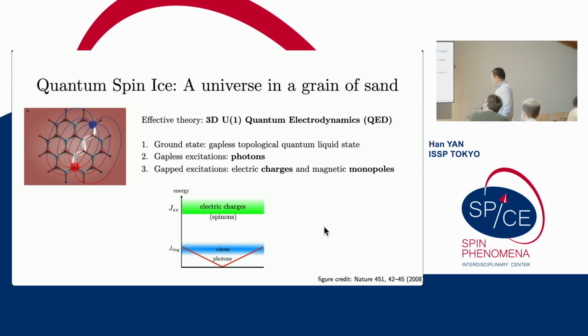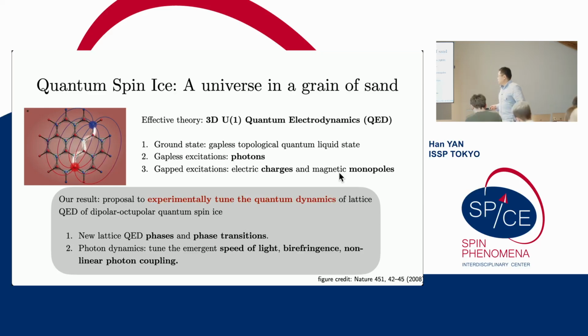And so this brings out the topic model today, which is quantum spin ice. I'll explain this in detail, but the main message is really that it is 3D U(1) quantum electrodynamics. In particular, it has everything that is in QED, including these gapless photons, and also these gapped excitations as electric charges and magnetic monopoles. So in some sense, this is like the universe with the simplest gauge theory in a piece of crystal.